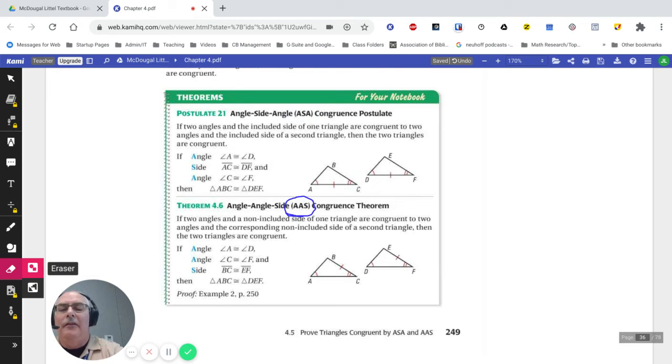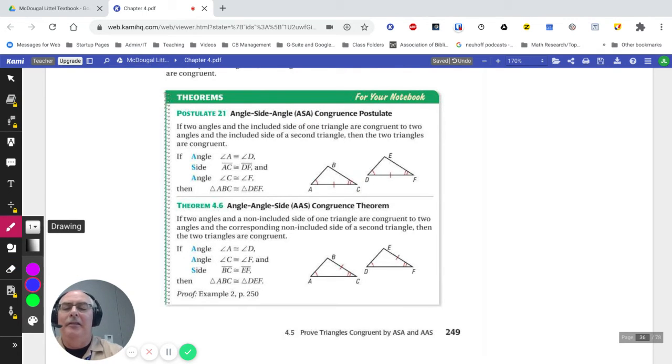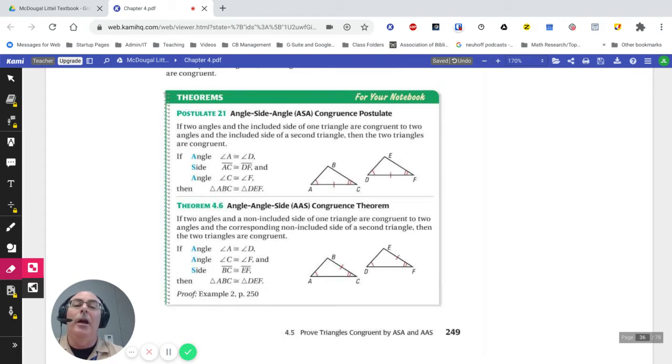Exactly the way they're explained. Angle side angle says I have an angle and a side and another angle, and the side has to be between the two angles I'm talking about, and that matches up to an angle and a side and an angle of another triangle. Key thing here is that the side is the one between, if you will, or included with the two angles that are given.